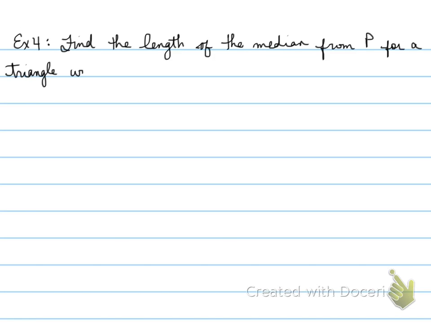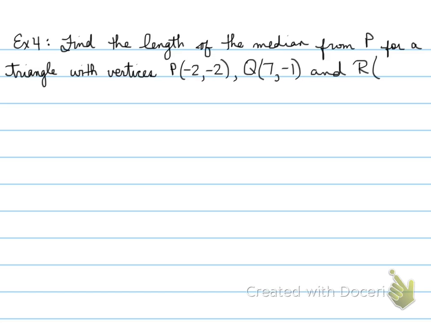Moving on. Last one. Example number 4 says find the length of the median from P for a triangle with vertices P, Q, and R. What's the first step? Hopefully you're thinking, we better draw it. And that's exactly what I expect you to do.